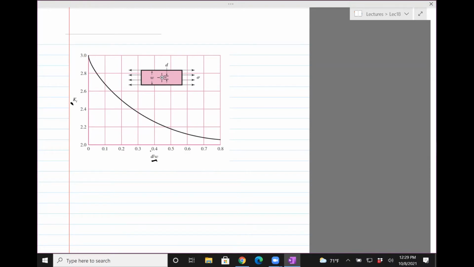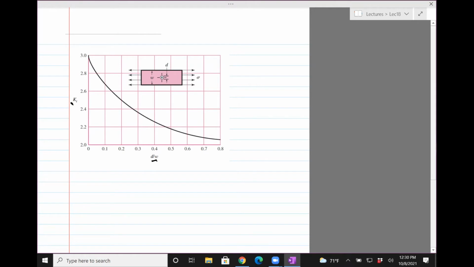The way they found this is through one of those experimental methods. So you get KT. Given a D and W, I can find what KT is. And then I know what sigma is, sigma 0, because I apply the load. So I can find sigma, and I can find sigma max using that formula. And I'll do a problem based on that.